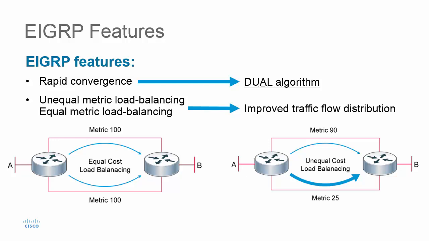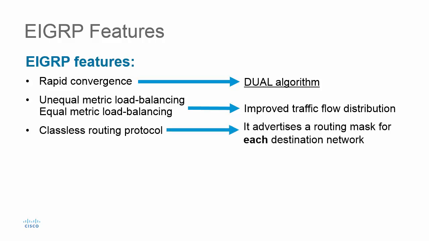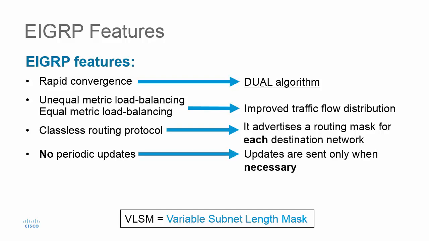You should also remember that EIGRP is a classless routing protocol, which means that it advertises a subnet mask for each destination network. The routing mask feature enables EIGRP to support discontiguous subnetworks and variable length subnet masks, or VLSMs. Now, EIGRP does not make periodic updates. EIGRP updates are partial, which means that the update only includes information about the route changes.